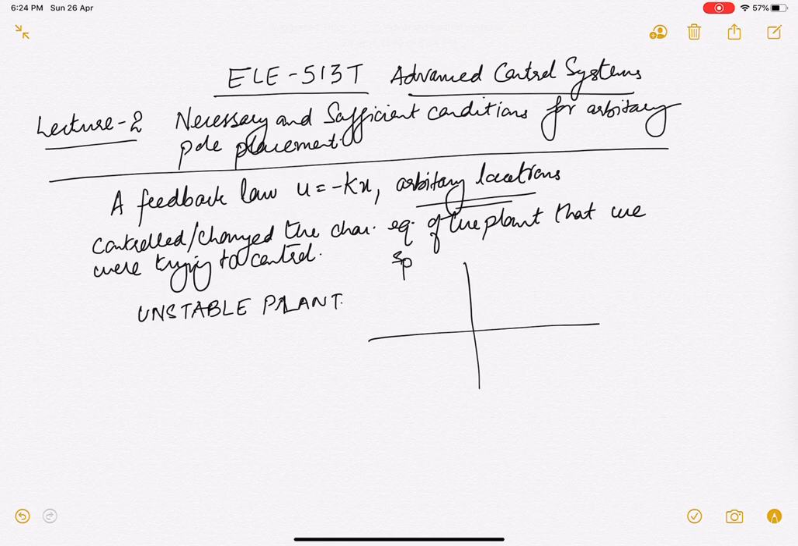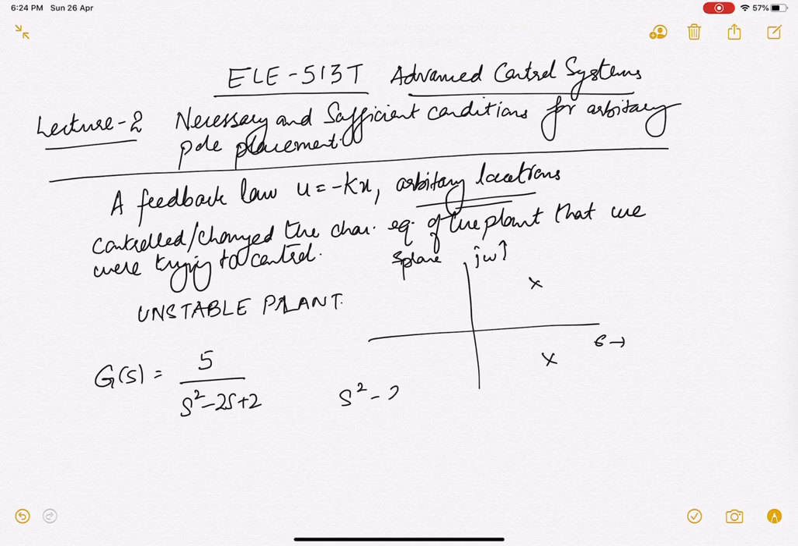If this is our S-plane, this is our j omega axis, this is our sigma axis. Let us imagine that we have poles here, right? And an example of a plant which has poles here would be something like G(s) is equal to 5 divided by s square minus 2s plus 2. The characteristic equation for this plant is s square minus 2s plus 2 equal to 0. And if you solve this, you'll get two poles at 1 plus j and 1 minus j. So this is the plant.